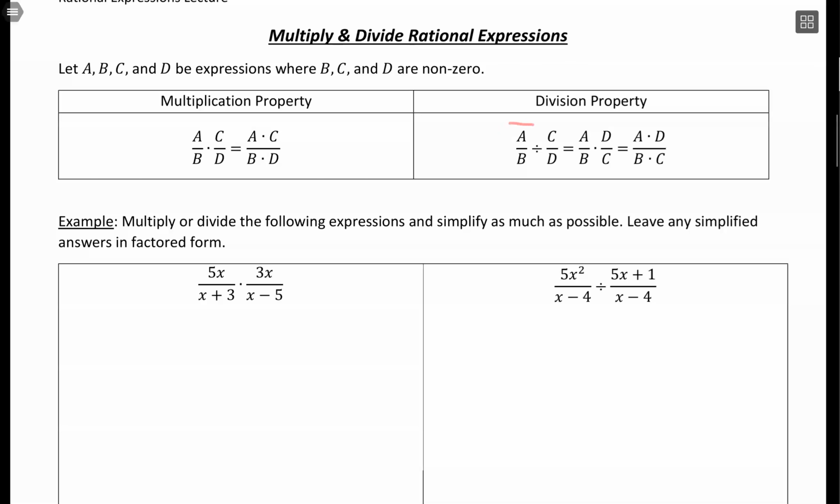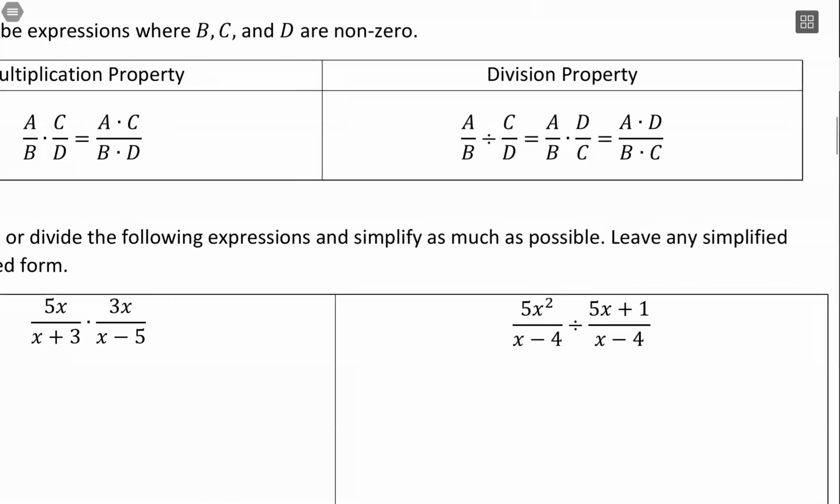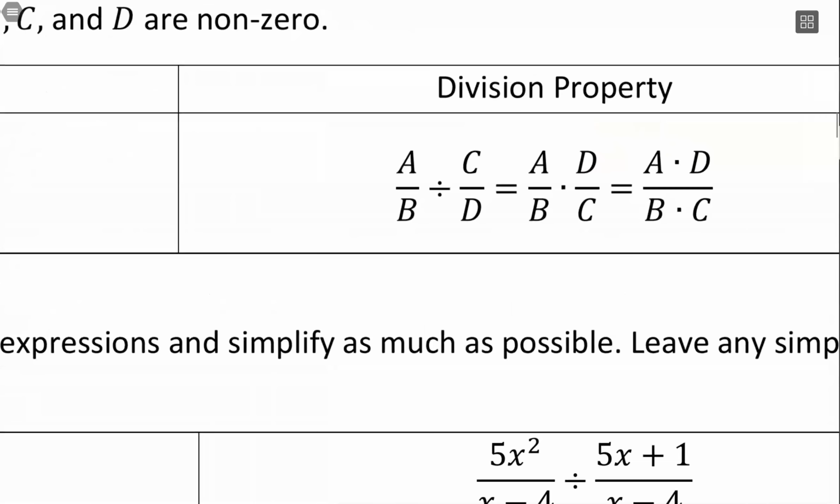With division, if you have a rational expression being divided by another rational expression, then what we do is we keep the first term the same, so we still have our a over b. What we can do is change it to multiplication as long as we use the reciprocal of the second expression, so flipping the numerator and denominator. I always use the phrase keep, change, flip. Keep the first expression, change to multiplication, flip the second expression. So keep, change, flip when you're dividing.